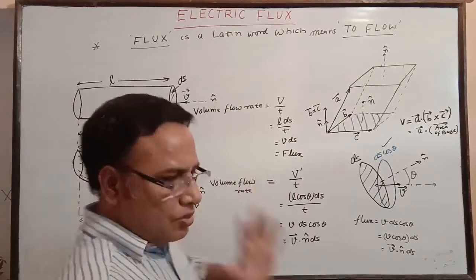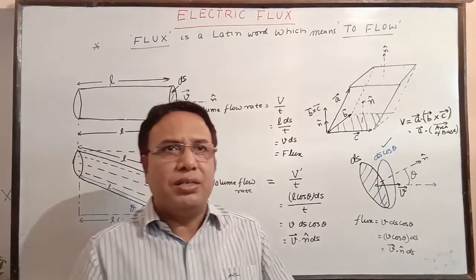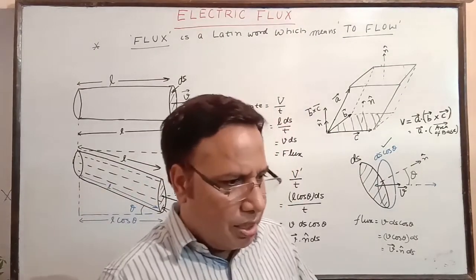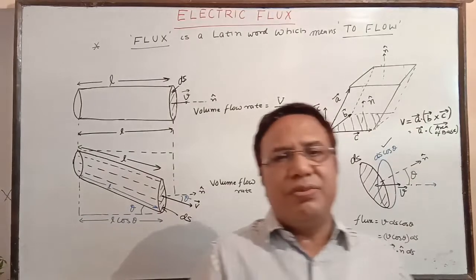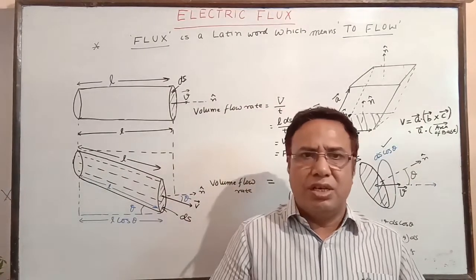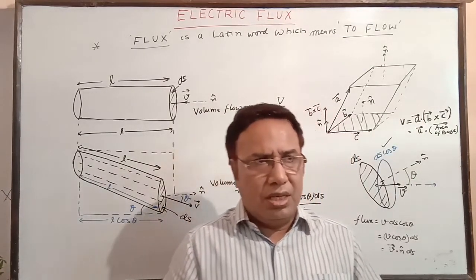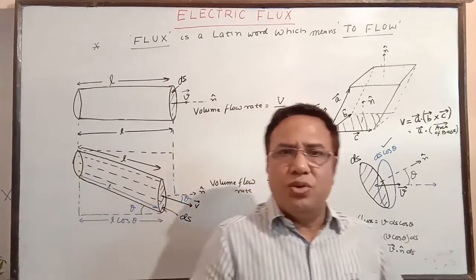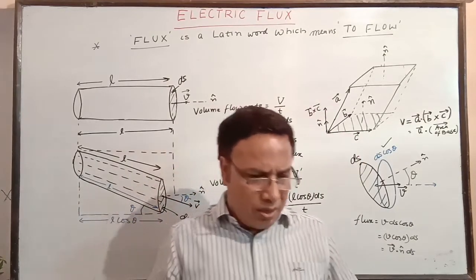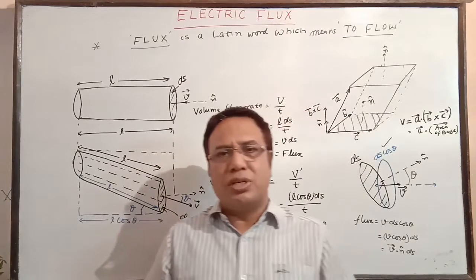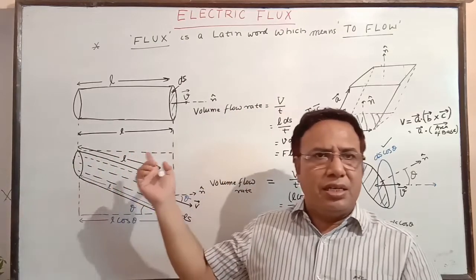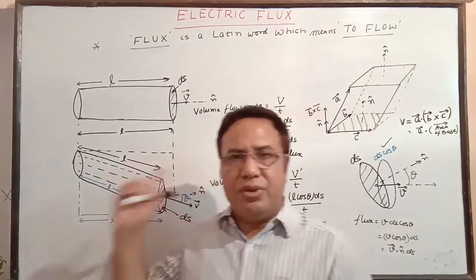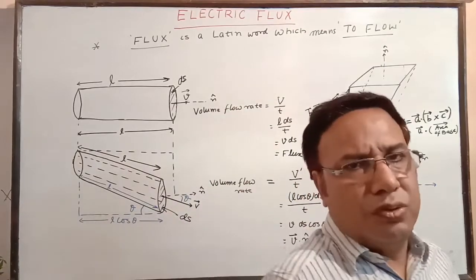Now related with this, we are going to find one quantity in the electric field, namely electric flux, which is the analogy of this, in which there is no such flow of a physically observable quantity, unlike in the case of fluid or liquid flow.